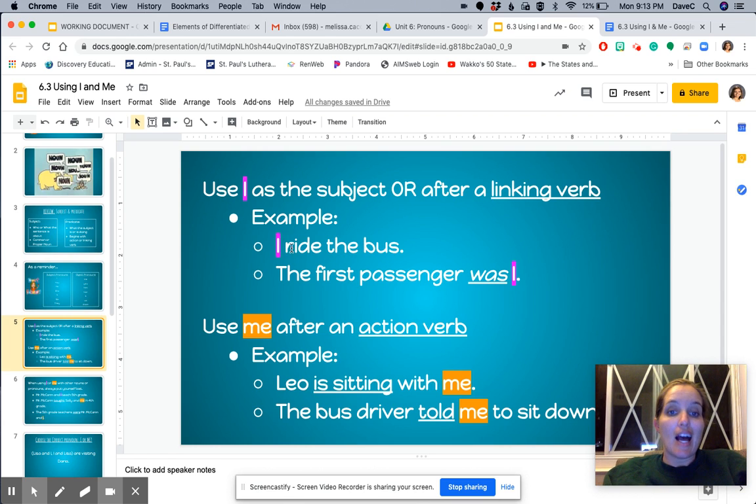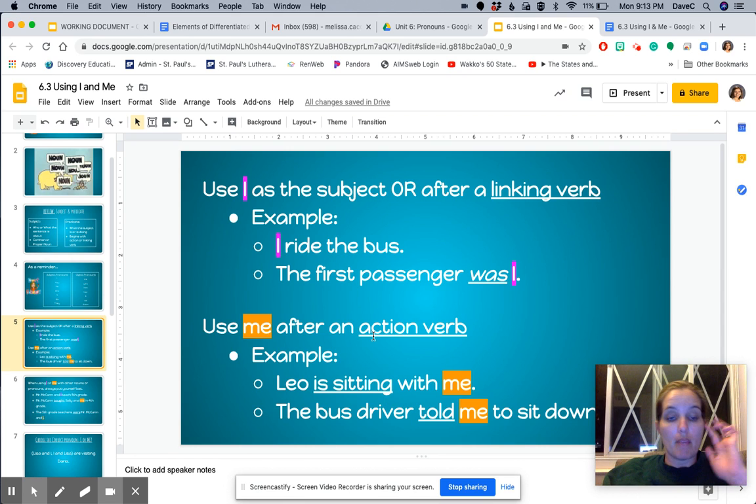So you would say, I ride the bus. In this case, I am the subject of this sentence. I am the one doing the thing, which is riding the bus. The first passenger was I. Was is a linking verb. You could also flip this sentence around and say, I was the first passenger, if that helps you to make more sense of it. Me is used as an object pronoun, which means it only comes after an action verb.